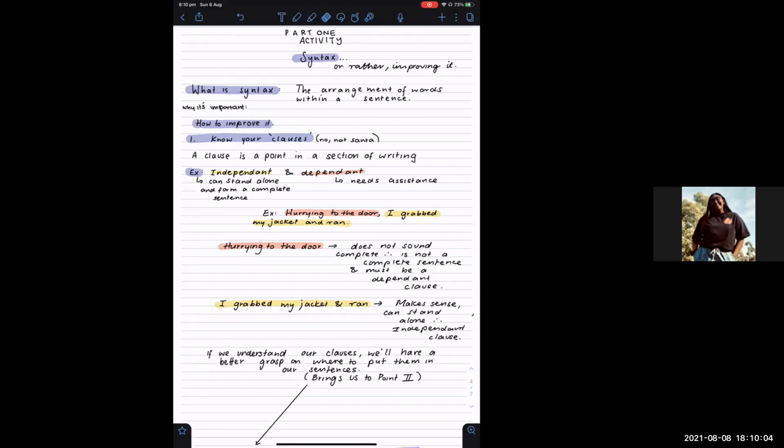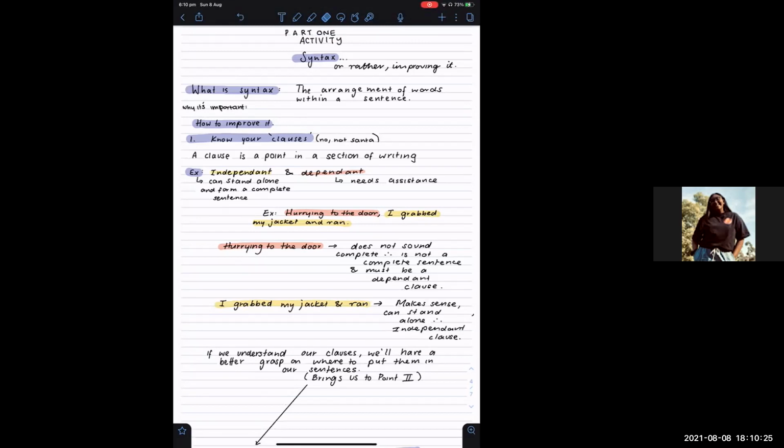So when we have too many independent clauses, that means that simple sentences have been overused, okay? What we want to be doing is having a variety of sentence types within our creative writing, okay?